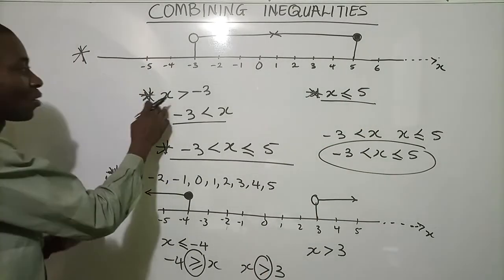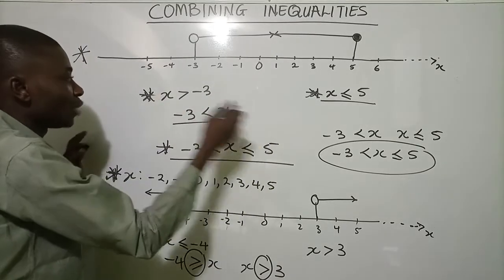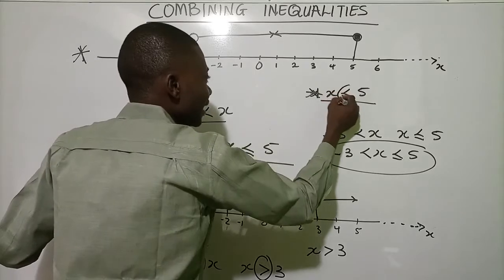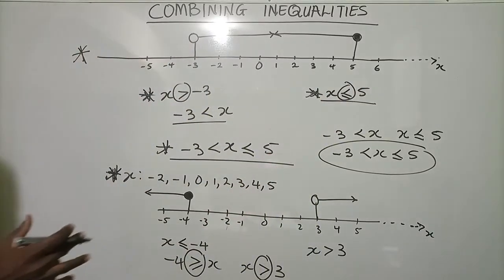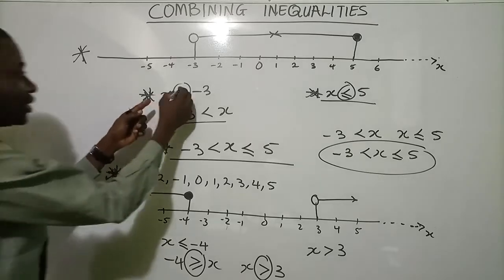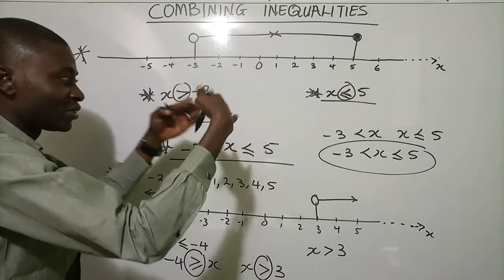So using this now, you see, it was very easy for us to join them together. Because if you look at the sign here, and look at the sign here, this is greater than, going this way, and this is less than or equal to, coming. So both of them will definitely meet.